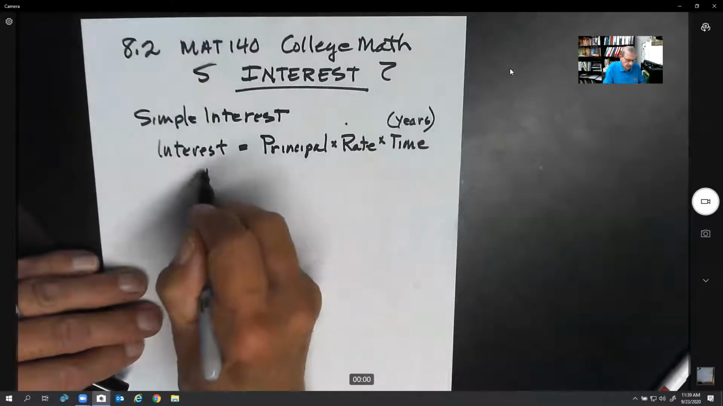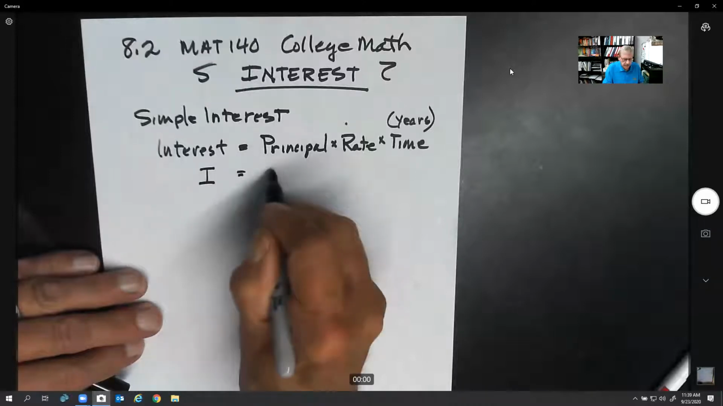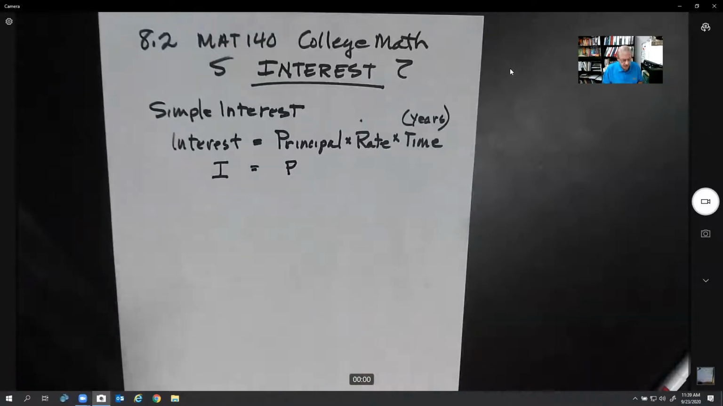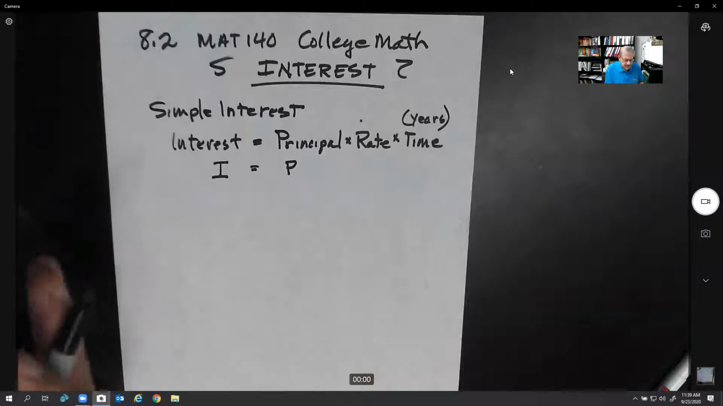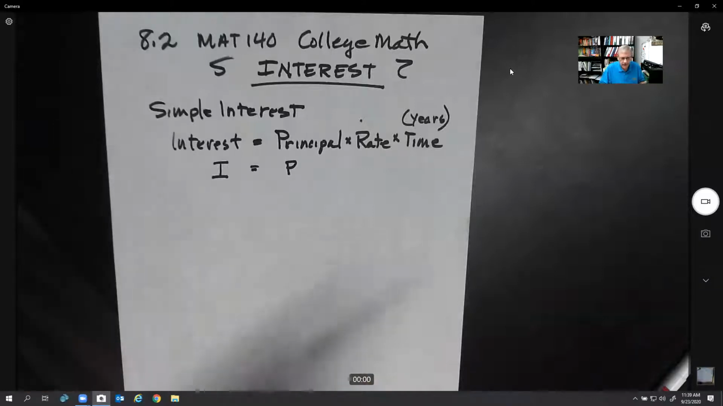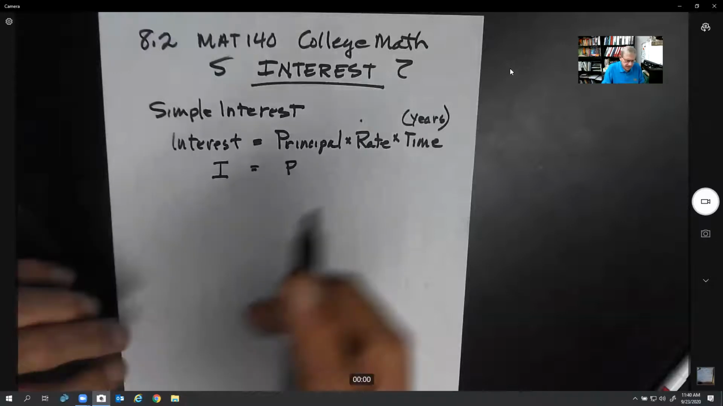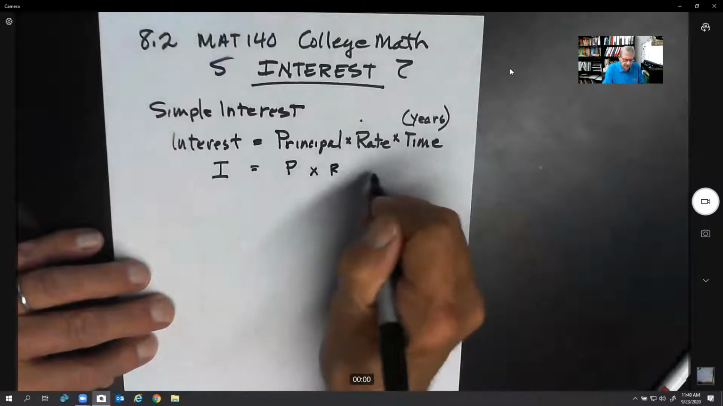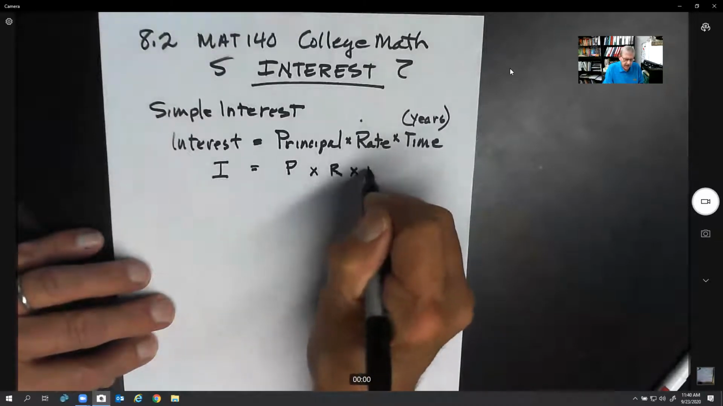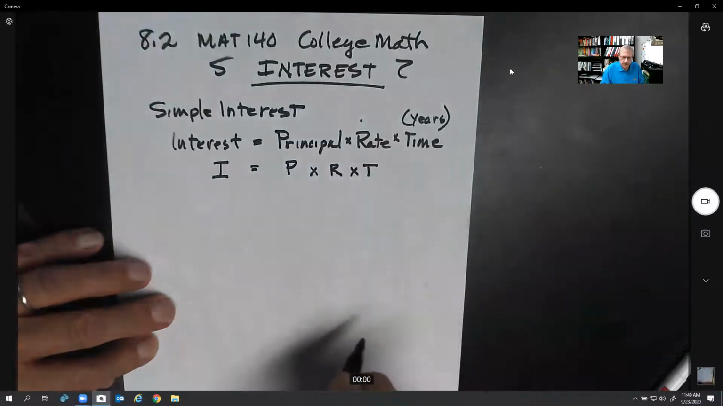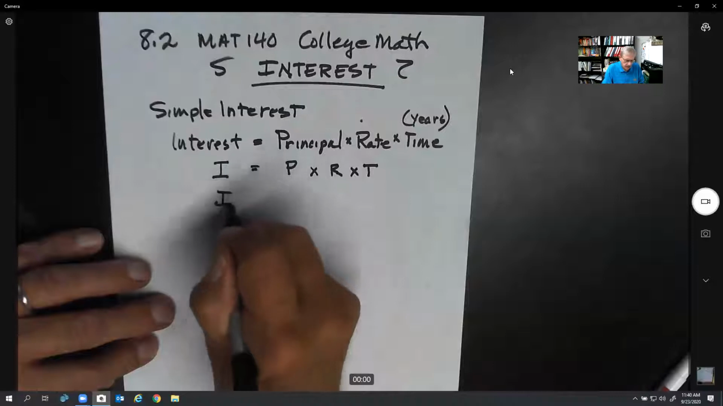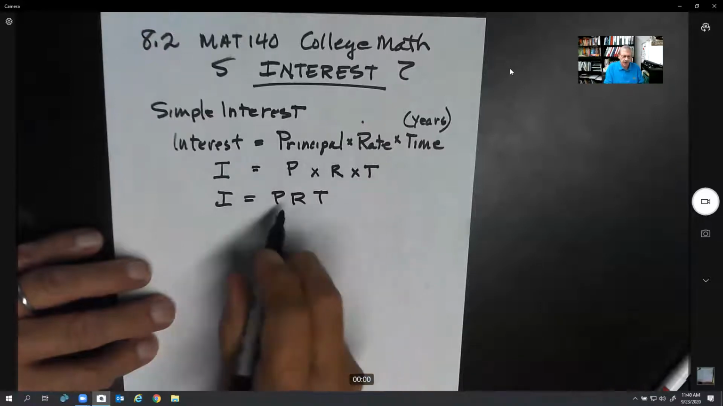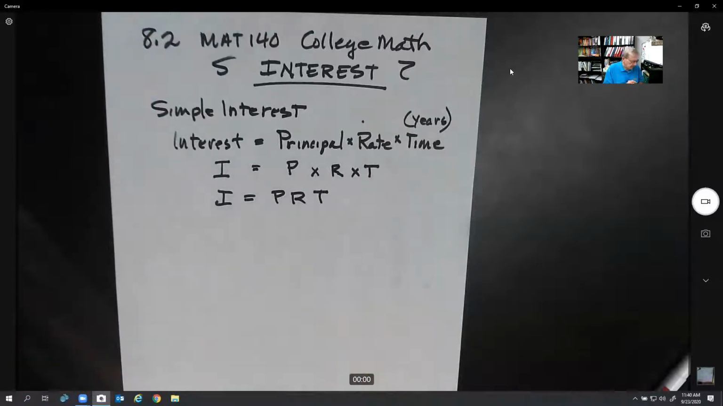We abbreviate this formula as I equals P R T. Principal is the amount of money that you invest, put into something, or owe. Rate is given as a percent. And time is usually a quantity in terms of years. When you see three letters like this with no symbol in between, that means times, so we multiply those together.